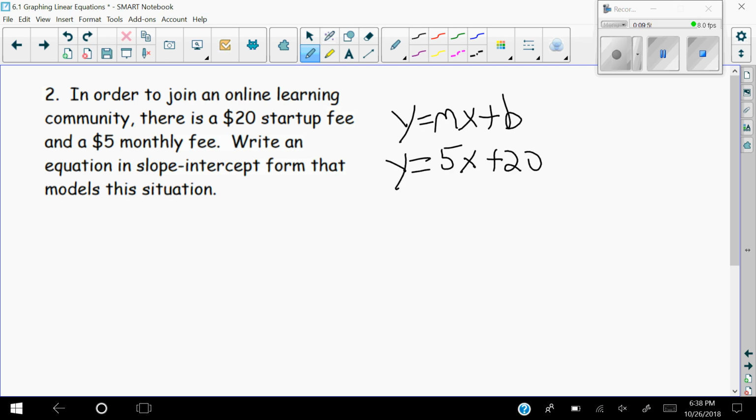So now, if we know how many months it is, we can figure out how much it's going to cost total. Or, if we know how much we want to spend, let's say we want to spend $100, we can figure out how many months that's going to buy us by plugging it in for Y. So it's a lot of different things you could do with these linear equations and using these functions. But again, that's writing a linear equation from a word problem.